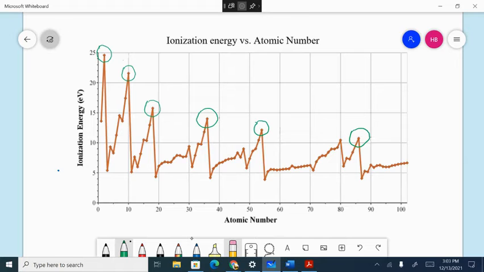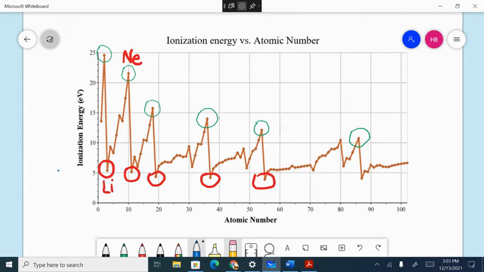Then we go down here is our alkali metals. They have the lowest ionization energy of their family. So you've got lithium down here, and it's going to increase. The ionization energy will increase until you get to the noble gas at the end, which is neon.